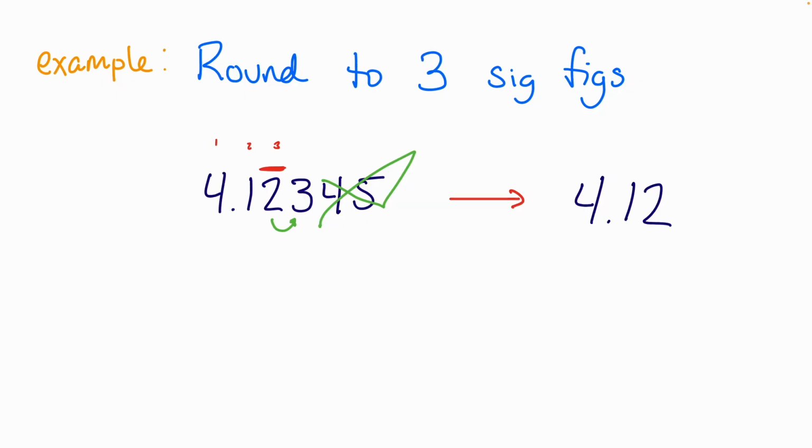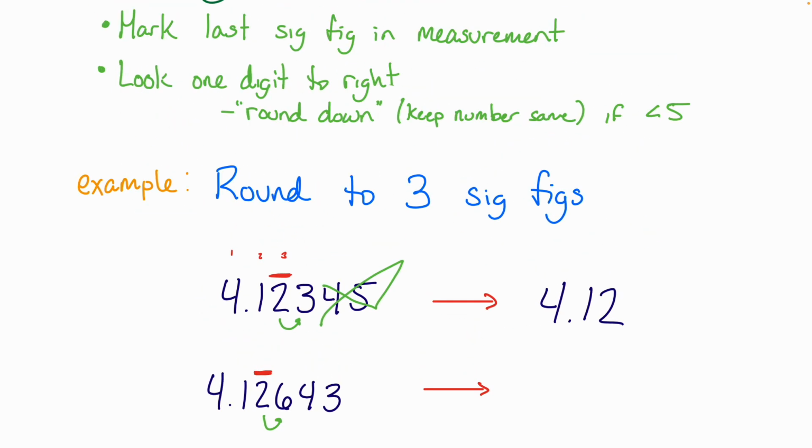All right, if instead I had something like 4.12643, again rounding to 3 sig figs, now I'm going to look next door, and this is a 6. So since this is greater than or equal to 5, we're going to round up. Right, if it's greater than or equal to 5. So what that means is I'm going to take that 2 and I'm going to round it up to a 3, 4.13.